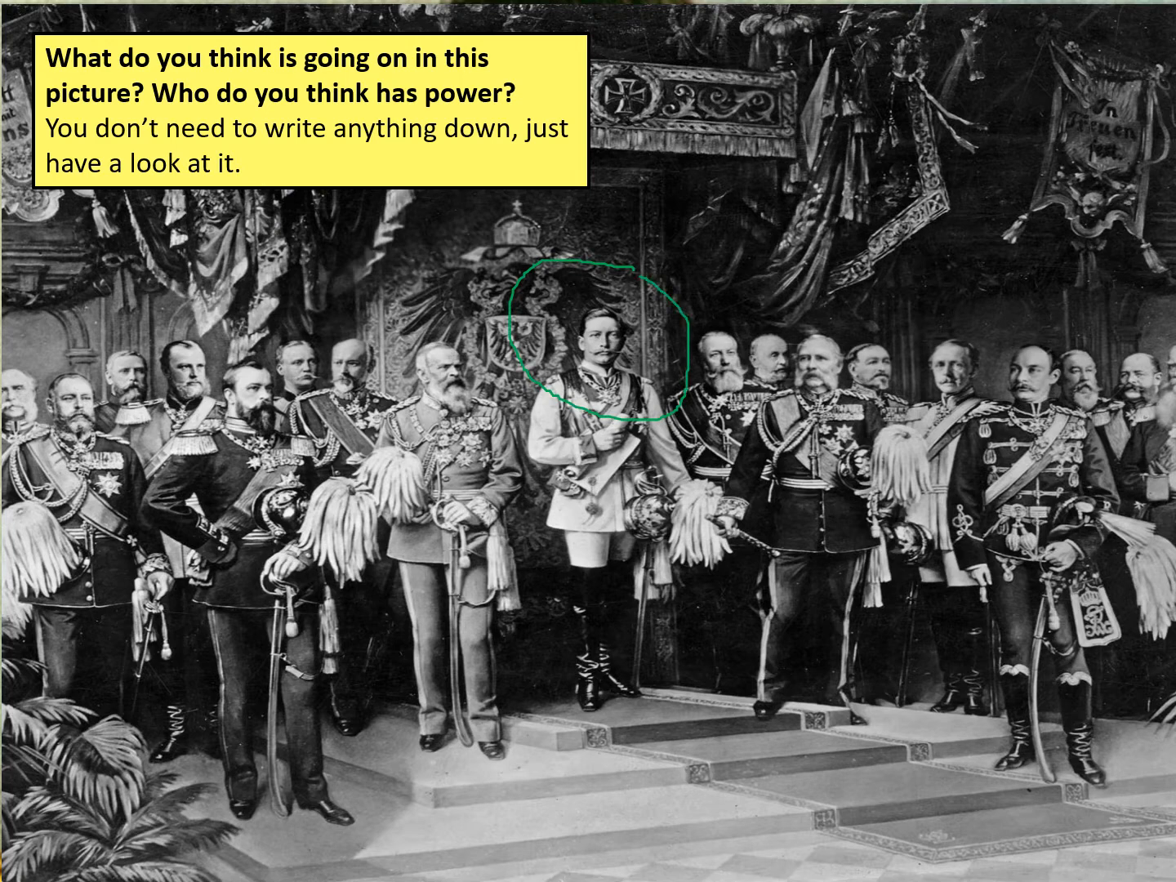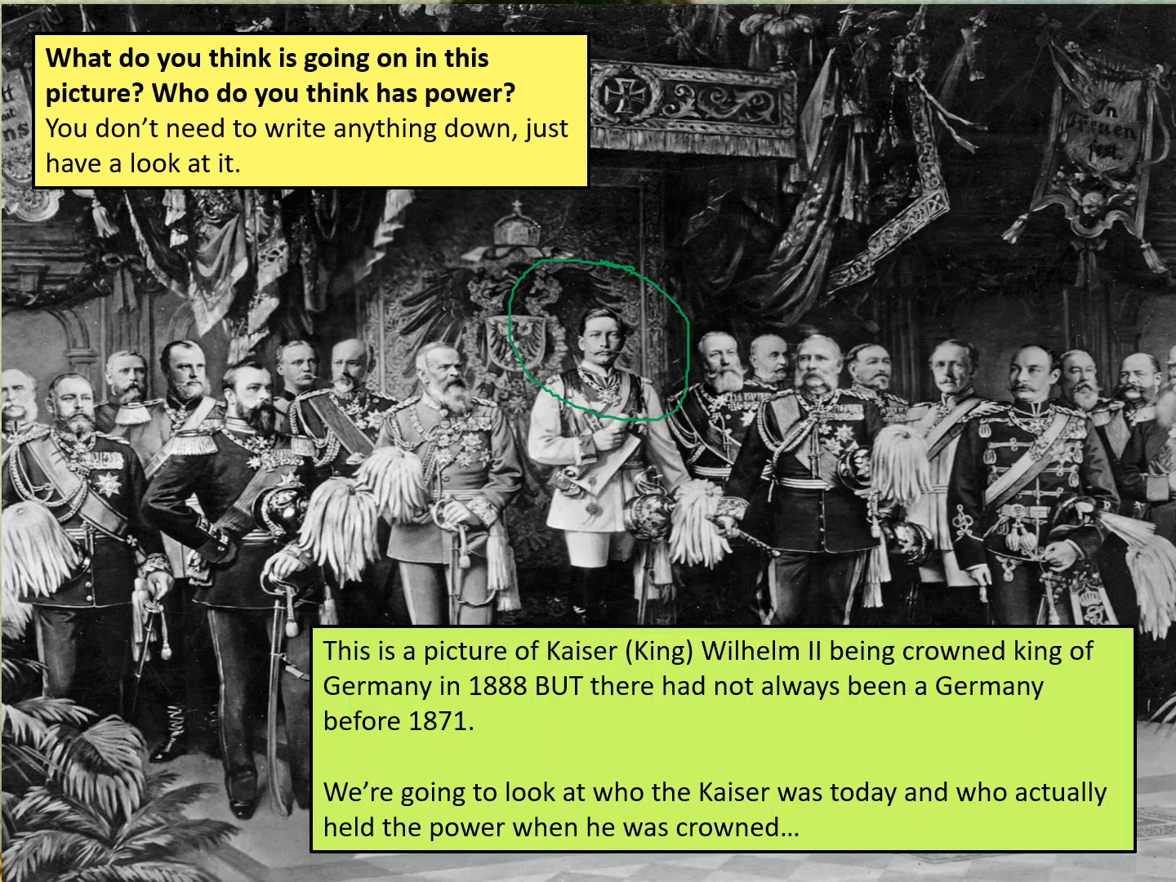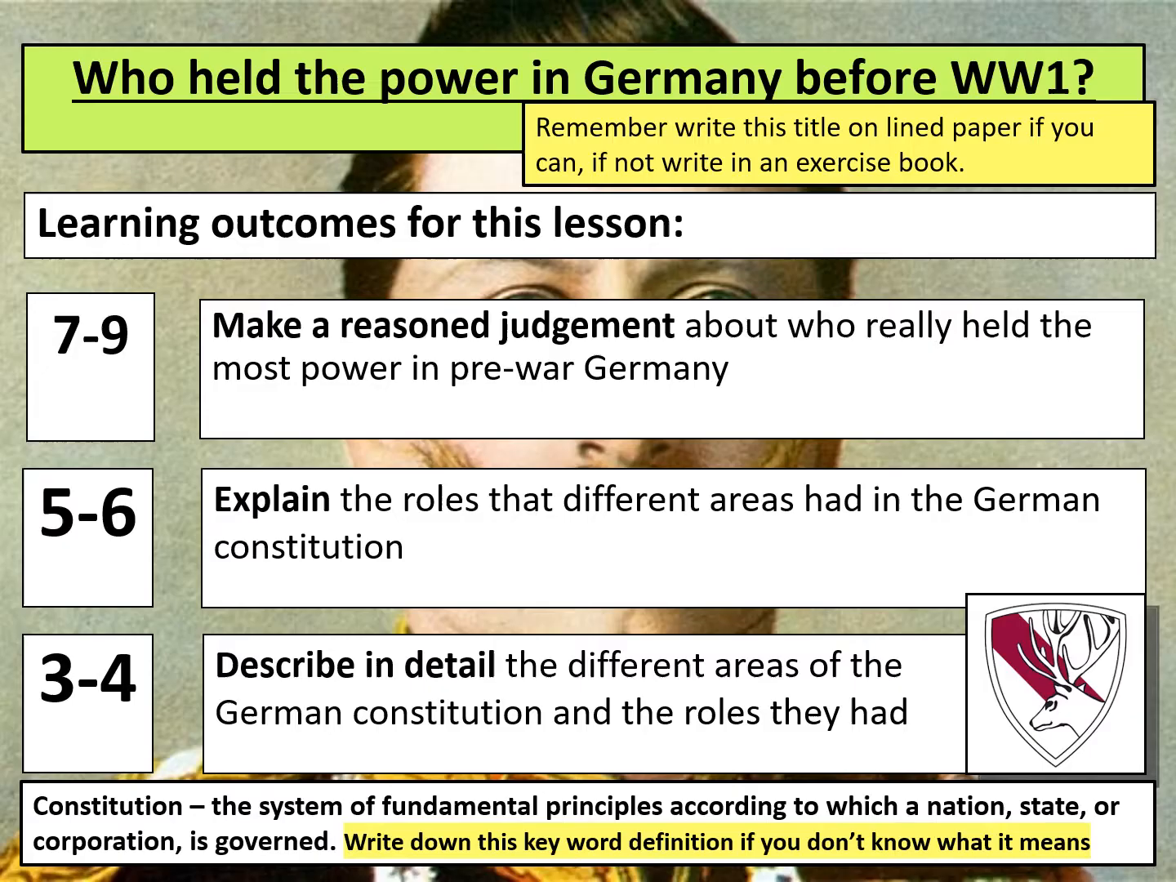So this is a representation here of the Kaiser in the centre. This is when he's being crowned King of Germany in 1888. And you can see lots of rich, powerful people surrounding him that are helping set up his new rule.